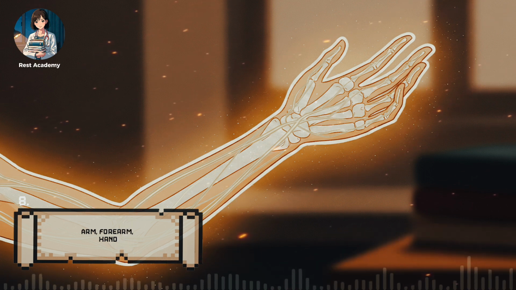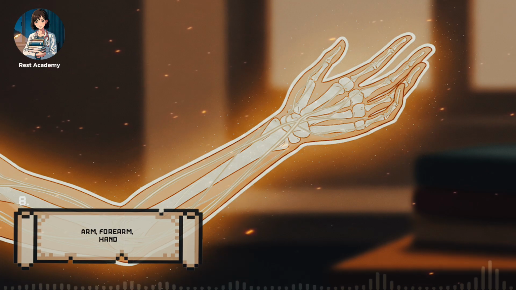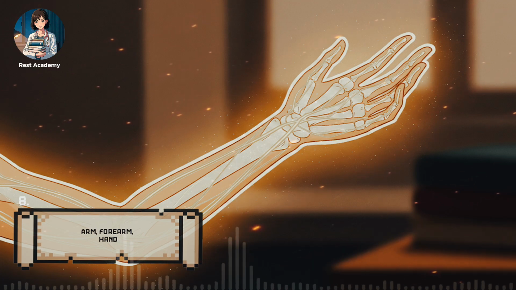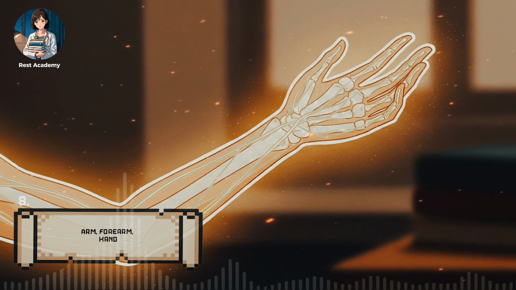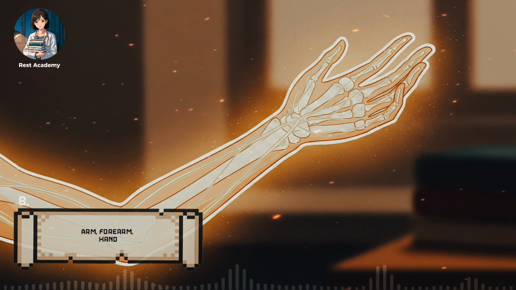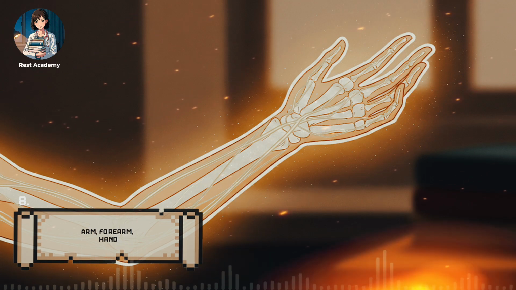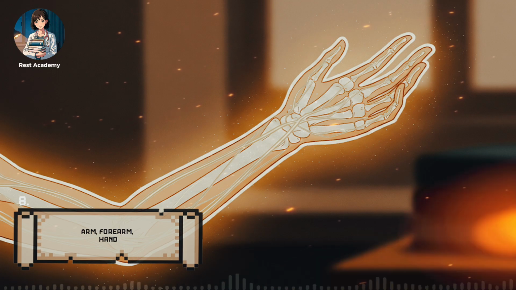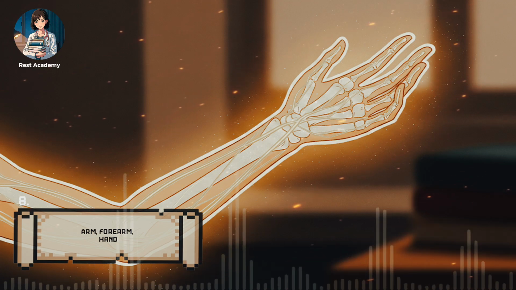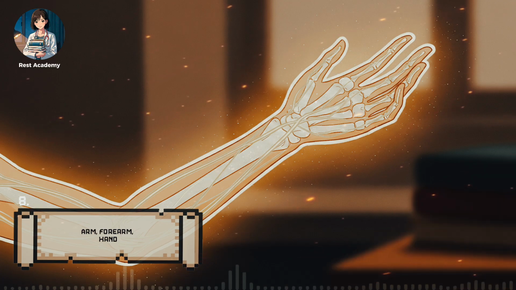Thenar muscles, abductor pollicis brevis, flexor pollicis brevis, and opponens pollicis, rotate and flex the thumb metacarpal across the palm. Median nerve powers them. Remember the practical rule that the median controls thumb precision in the lateral palm. Adductor pollicis, deep head of FPB, and most small muscles are ulnar innervated. Hypothenar muscles, abductor, flexor, and opponens digiti minimi, cup the ulnar border.